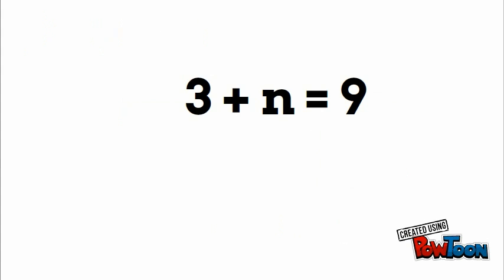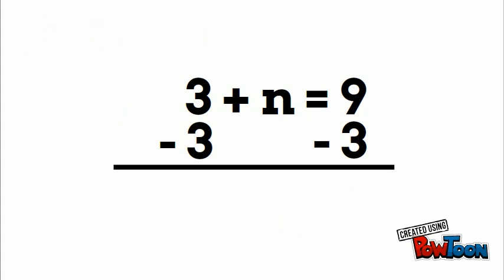So let's show that algebraically now. So 3 plus n. So I'm going to subtract 3 to get rid of that 3. But whatever I do on one side of my equation, I also have to do on the other side to keep it equal. So if I simplify vertically, my 3's cancel out and I'm left with n equals 6.